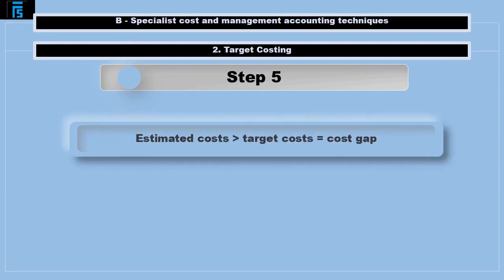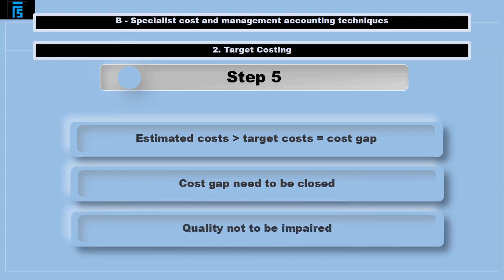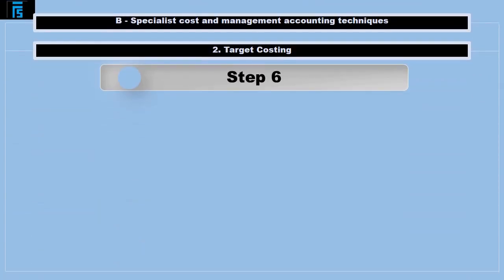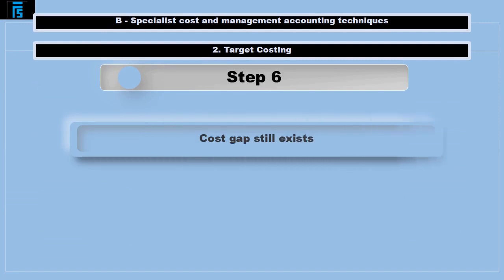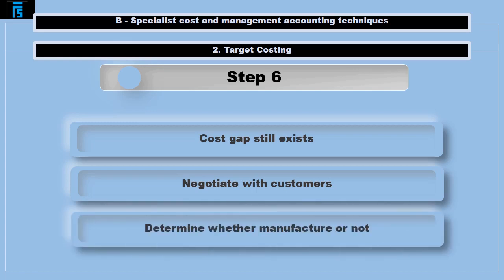If the estimated costs of that same product are greater than the target cost, then a cost gap exists. This cost gap needs to be closed, meaning a review of the costs incurred during the product's design and production stages. It is important, however, that the quality of the product is not impaired as a result of any cost reductions. Finally, in step 6, if a cost gap still exists, the company could consider negotiating with customers, in order to determine whether the manufacture of the product proceeds.